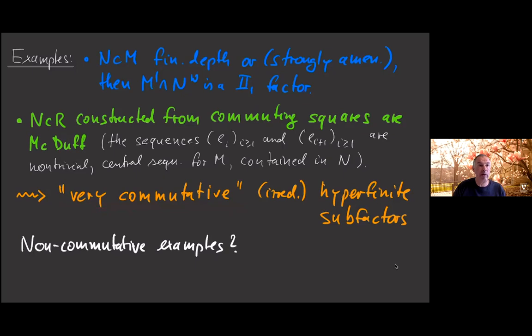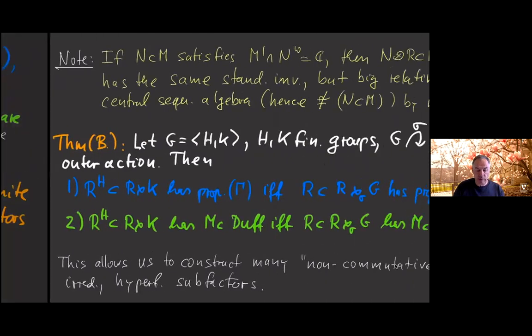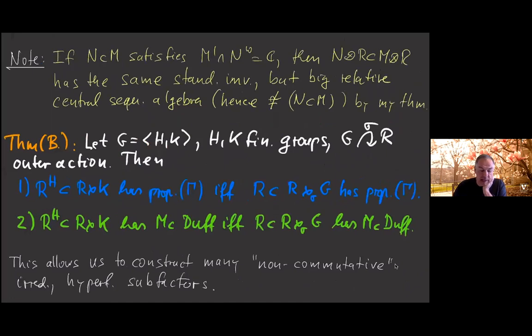Okay. Now, what about non-commutative examples? Well, it turns out that we can construct non-commutative examples, and simply by doing this construction that I alluded to earlier. Okay, so the theorem that I proved a year ago is the following: if you do this group type construction of subfactors, you take a group that is generated by two finite groups. Well, then you can show that the corresponding group type inclusion has property gamma precisely when the infinite index inclusion that you get by looking simply at the crossed product of the group on the hyperfinite II_1 factor has property gamma. And you can show the same result also for McDuff.